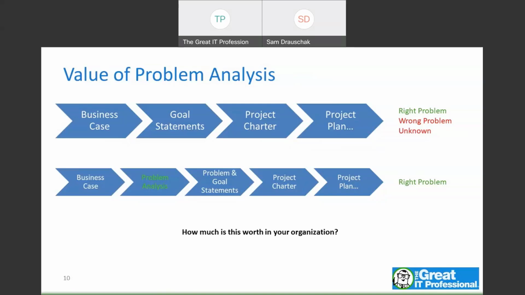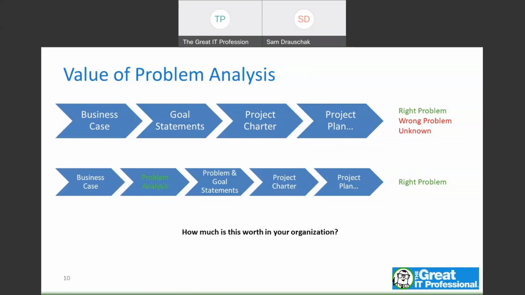Now, if you analyze your problems in a consistent manner, and you can guarantee that the outcome of that analysis is going to give you the right problem, or at least a valid problem to solve, which is in the bottom scenario, then you can have confidence going into the project that you're putting your energy in the right place and that you should be getting ROI at the end of the project.